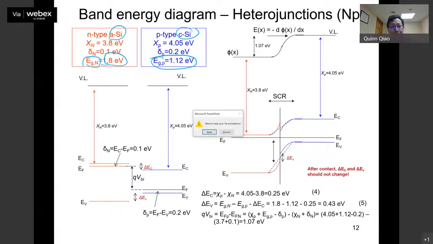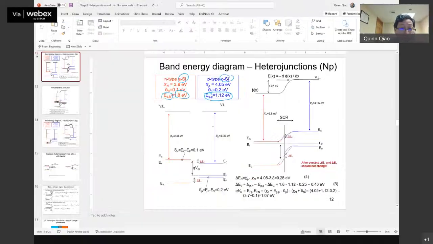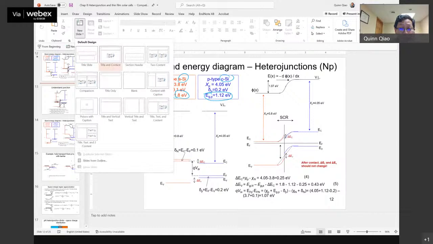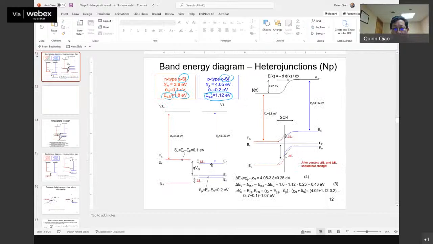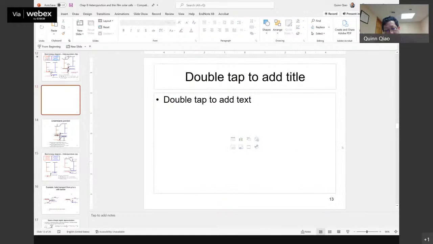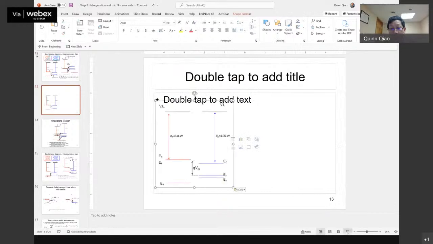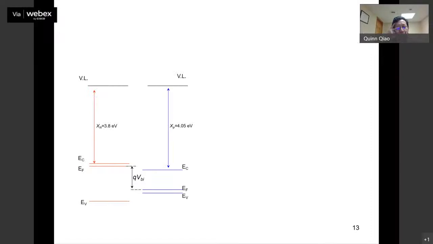Now let me just start a new slide here. Then let me copy this to here. Okay. Then I'm going to plot it. I'm going to plot the band diagram after the junction is formed, what that will look like. So you see the Fermi level is here, right? This is the Fermi level, this is the Fermi level.